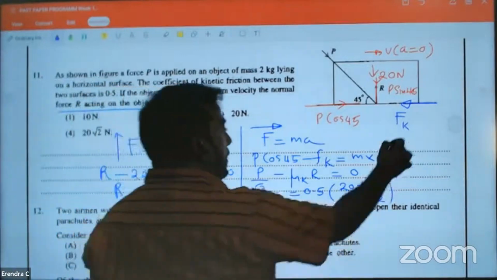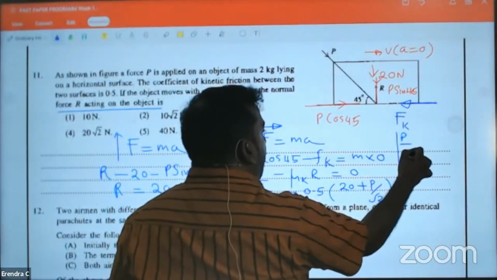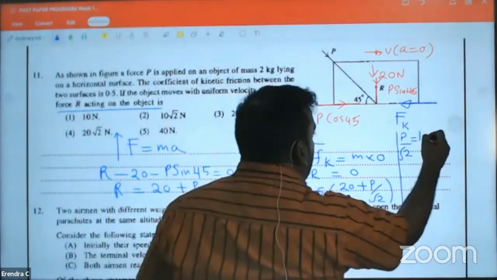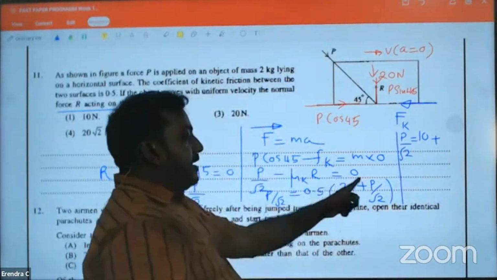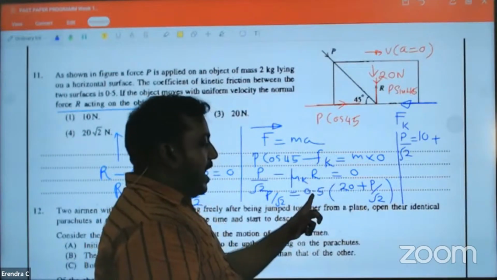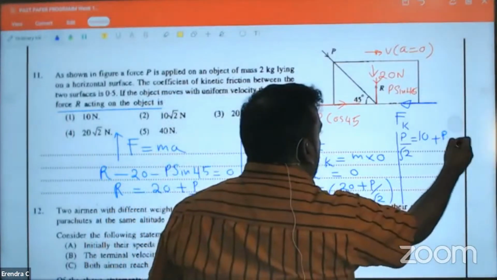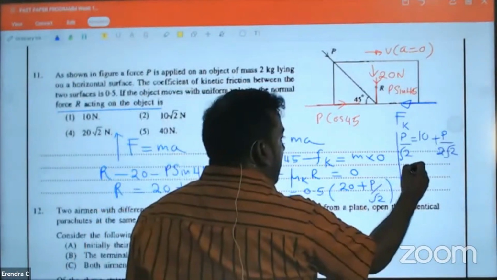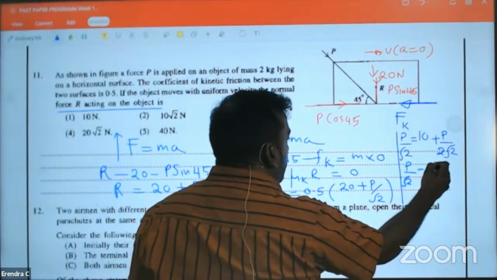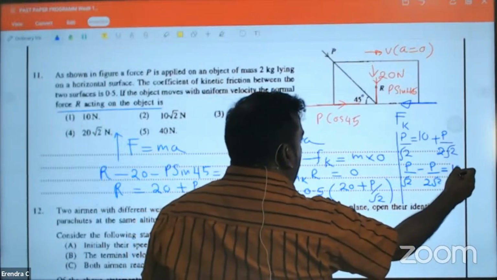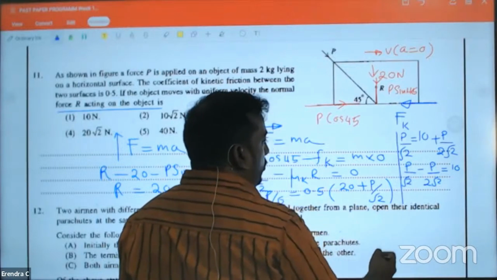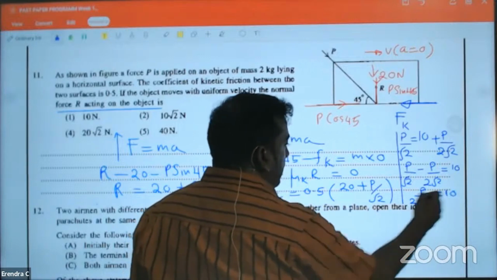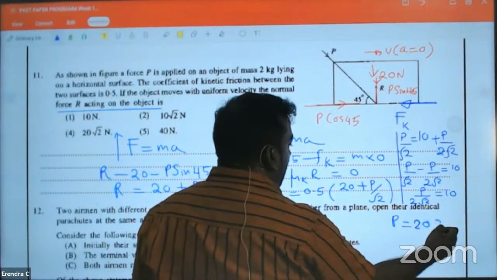Now open brackets carefully. P divided by root 2 equals 0.5 into 20, which is 10, plus 0.5 into P over root 2, which is P divided by 2 root 2. Take this side: P divided by root 2 minus P divided by 2 root 2 equals 10. Common denominator 2 root 2: 2P minus P, P divided by 2 root 2, equals 10. First multiply, P is 20 root 2.